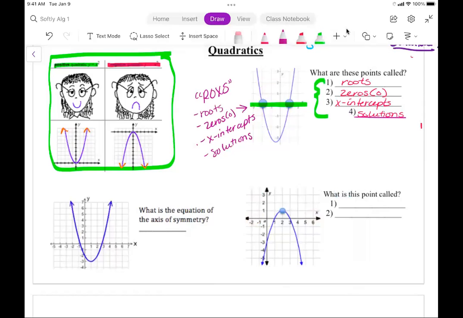All right, on this next one, it says, what is the equation? Remember, equations have equal signs. It says, what is the equation of the axis of symmetry? So if I'm looking at this parabola right here, it's a positive parabola because it's going up. Because it's a smiley face. If I draw circles right here, it's a little smiley face. However, it says, what is the equation of the axis of symmetry?